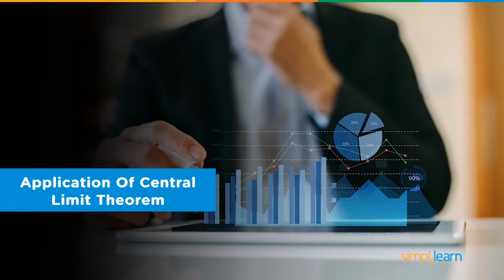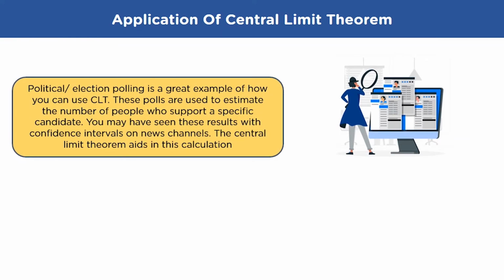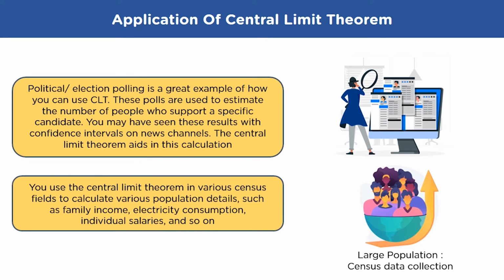Let's now discuss some applications of the Central Limit Theorem. Political and election polling is a great example to show how you can use the Central Limit Theorem. These poll results are used to estimate the number of people who support a specific candidate. To calculate the confidence interval, which is shown on the news channel, the Central Limit Theorem is very useful. One more place where you can use the Central Limit Theorem is census data.